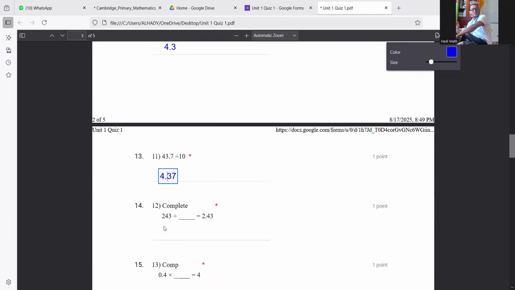We say this number, it is 243. Dividing a number, we put the decimal point after 2 digits. After 2 digits, 100 has 2 digits. That means you divide what? You say 243 divided by 100 is equal to 2.43.